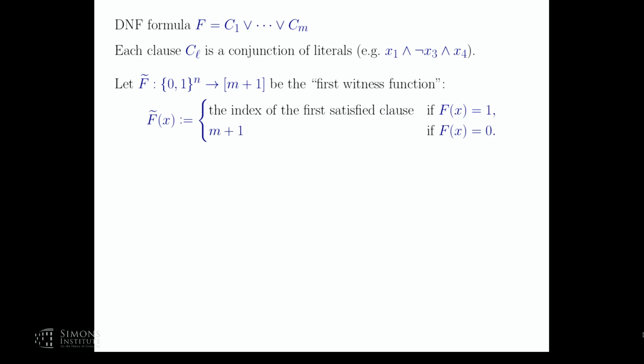Okay, so here's what we do. I'm going to consider a function associated with this DNF, which I'll call the first witness function, and I'll denote by f tilde. So f tilde of x is going to output the index of the first satisfied clause, if f of x is 1, and otherwise it will output m plus 1.